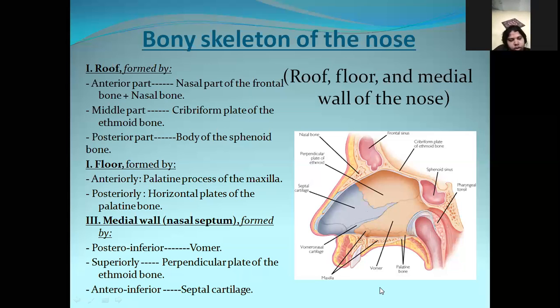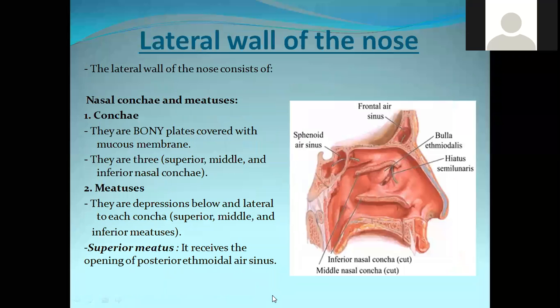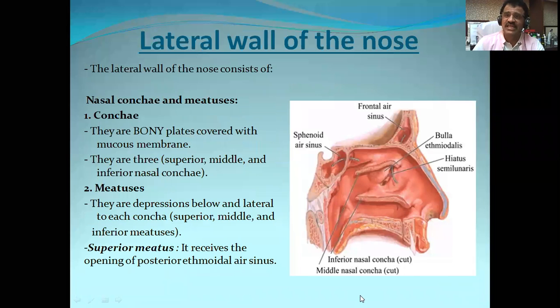Now what important thing remains in the nose is the lateral wall of the nose, which is a little complicated. So it is a complex part of the nose, and that is commonly asked in exams. So medial wall means nasal septum, and roof and floor you have understood. Now we'll go to the lateral wall of the nose, but prior to that we have to study the nasal septum once again. Now the lateral wall of the nose consists of nasal conchae and meatuses. So there are nasal conchae and nasal meatuses.